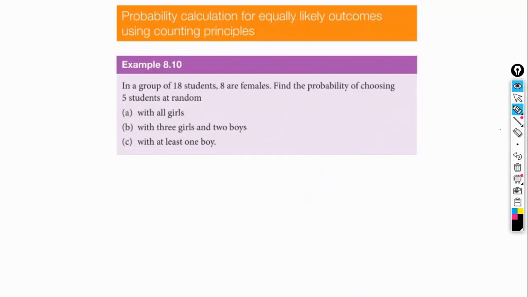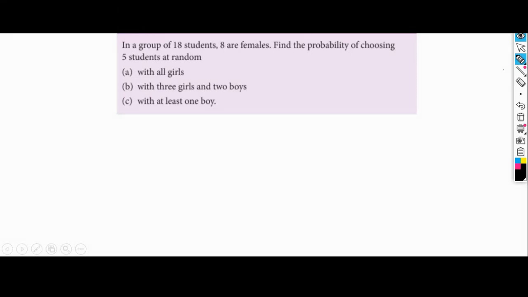So next we're going to study probability calculation for equally likely outcomes using counting principles. So let's take a look at example 8.10. It says, in a group of 18 students, 8 are females. So that implies that 10 are males. Find the probability of choosing 5 students at random, A, with all girls, B, with 3 girls and 2 boys, and C, with at least 1 boy.